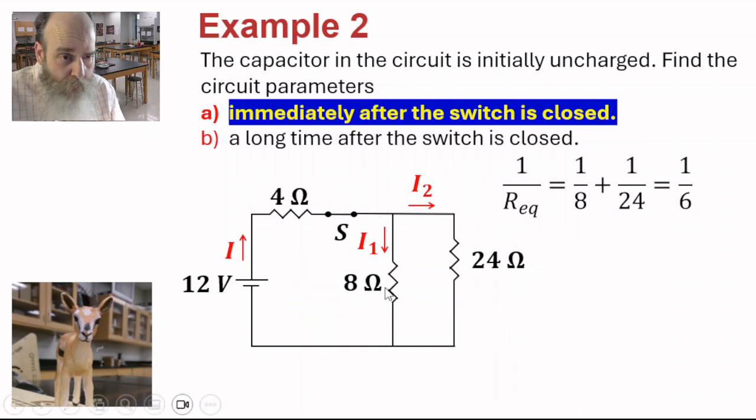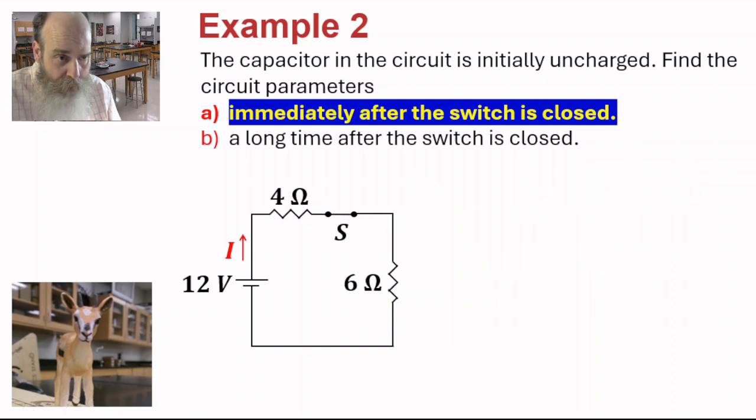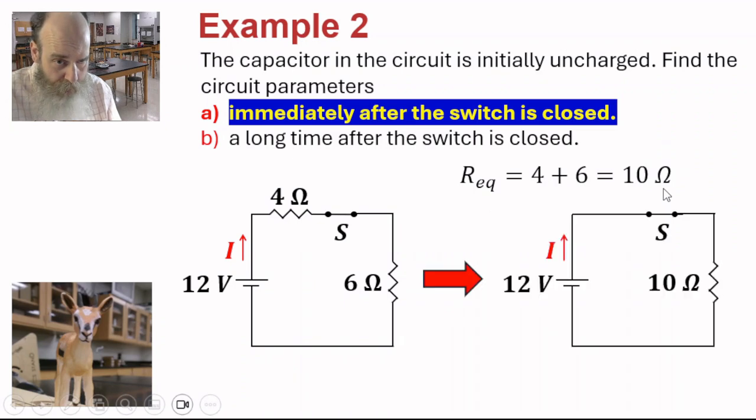Now I can find the equivalent of these two resistors, the 8 ohm and the 24 ohm. They are in parallel, so 1 over R equivalent is 1 over 8 plus 1 over 24, which is 1 over 6. So R equivalent equals 6 ohms. So now my circuit becomes this: a 4 ohm resistor in series with a 6 ohm resistor. Let's find the equivalent resistance. 4 plus 6 equals 10 ohms. So this is our circuit: 12-volt battery across a 10 ohm resistor.